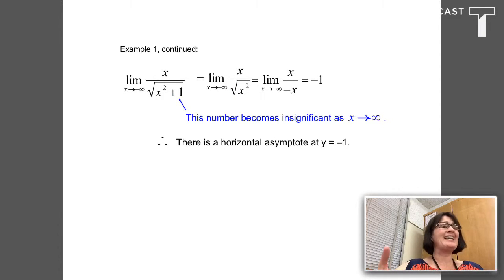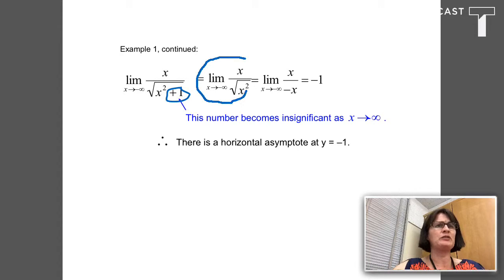Now watch what happens as I let x approach negative infinity. As x gets smaller and smaller towards negative infinity, this plus 1 still will have a smaller and smaller effect. So I can change my problem to consider the limit as x approaches negative infinity of x over the square root of x squared.